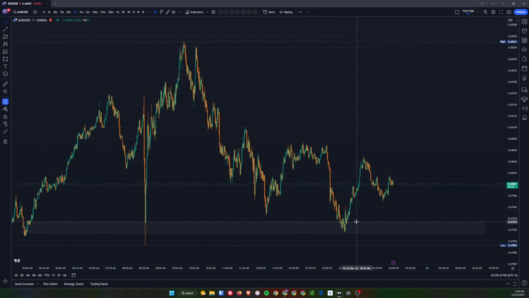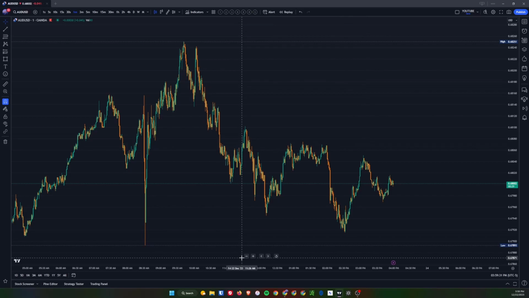All right, so that's how you draw. That's a quick tutorial on how to draw supply and resistance, or support and resistance zones, or demand and supply zones, on multiple time frames.